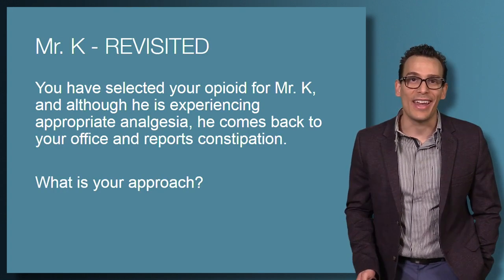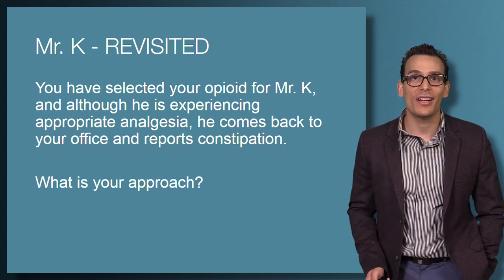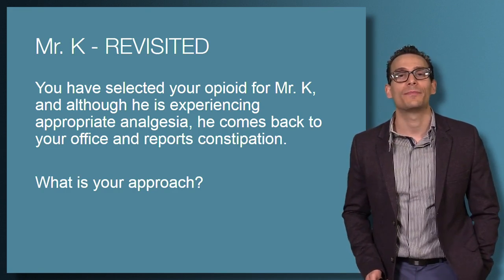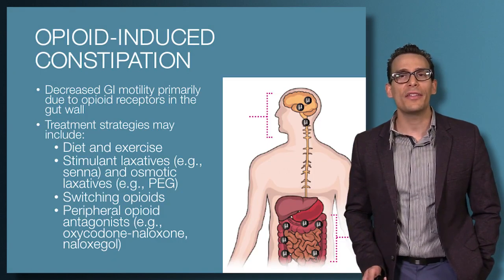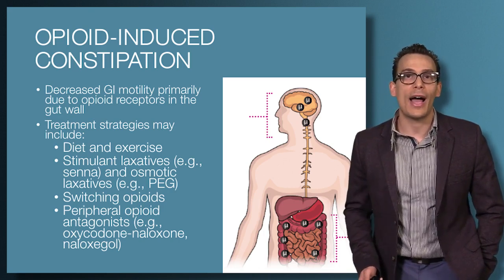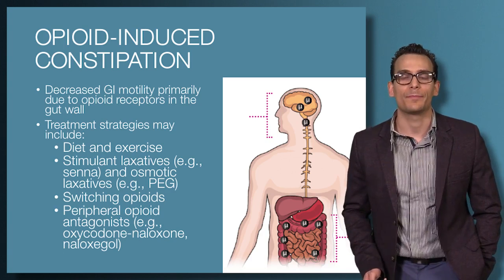So going back to Mr. K, you selected your opioid for him, and although he's experiencing appropriate analgesia, he comes back to your office and reports constipation. What is your approach? This is an example of opioid-induced constipation, where the opioids, by acting on the opioid receptors in the gut wall, lead to decreased GI motility.